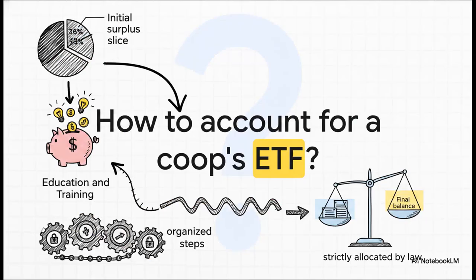Okay, let's dive into this. How do you actually account for a cooperative's education and training fund from its inception, as just a slice of the initial surplus, to its final balance after all the bills are paid? Now, I know it sounds like a totally daunting financial puzzle, especially if you're newer to cooperative accounting, where funds literally have to be strictly allocated by law. But as you're going to see, when we break it down into a structured process, it's really just a sequence of logical, highly organized steps.